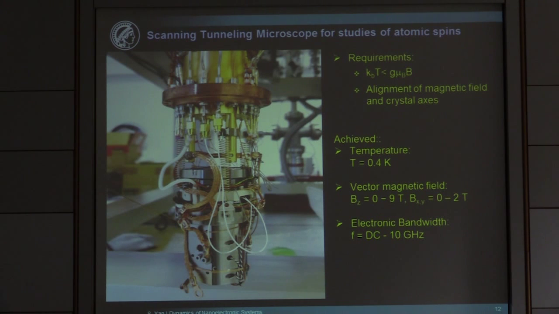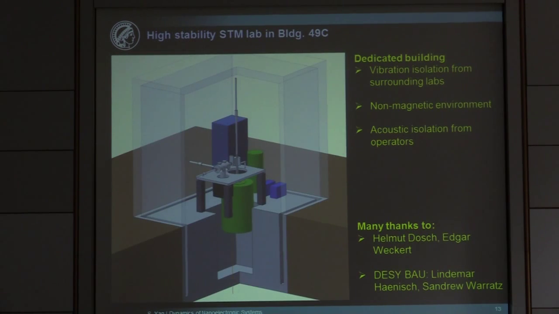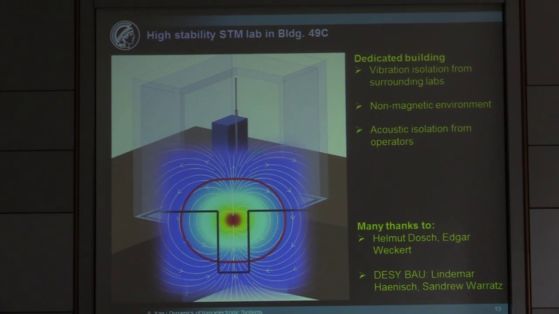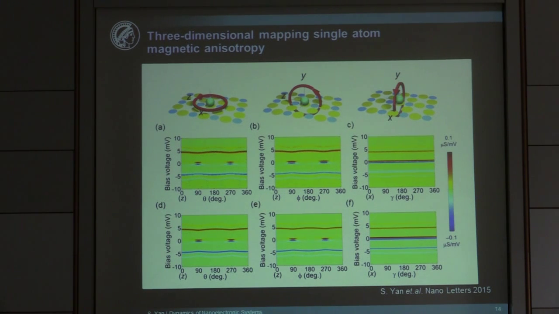We have the Unisoku 400 millikelvin STM, and we have a vector magnetic field, which can apply 2 Tesla in-plane and 9 Tesla out-of-plane. With the vector magnetic field, we can precisely align the magnetic field to any direction we want. For example, by tracking the evolution of the IETS spectrum, we can precisely align the field to the easy axis or hard axis of the atoms on the surface with ±3 degree accuracy.